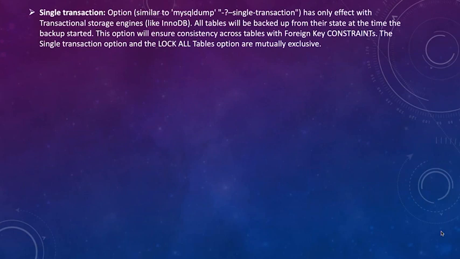Now, there are other options. So there is the option that says single transaction. What is that? This option, similar to mysqldump's single transaction, has an effect only with transactional storage engines like InnoDB. All tables will be backed up from the state at the time the backup started. This option will ensure consistency across tables with foreign key constraints. The single transaction option and lock all tables option are mutually exclusive.